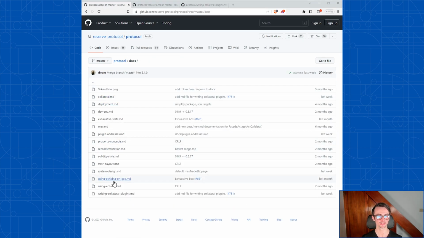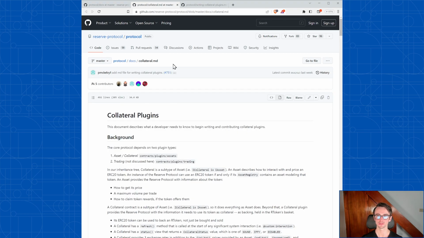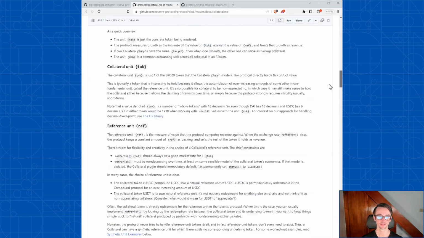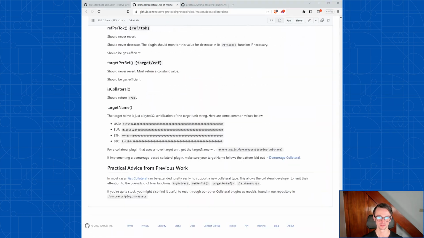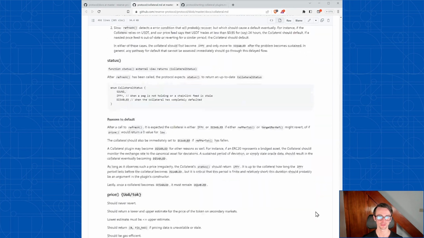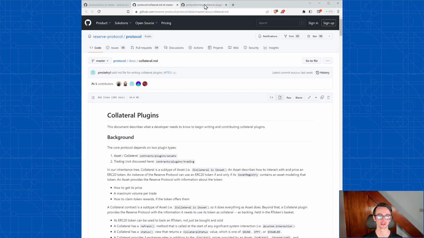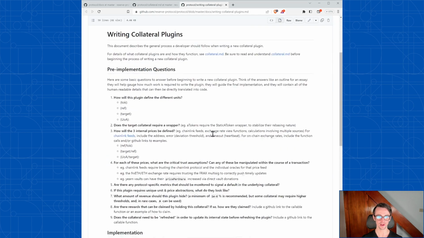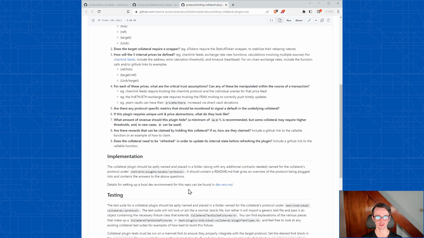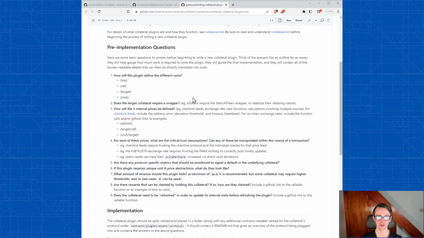First, you'll notice I've opened two docs here. Protocol/docs collateral and writing collateral plugins. These are similar to each other. Collateral is epically long, as you can see, and walks through all sorts of cases, does a function by function description and invariant requirements. Whereas writing collateral plugins is a bit smaller, still getting started, but it does have the right questions that you should direct your attention to when writing your collateral plugin.